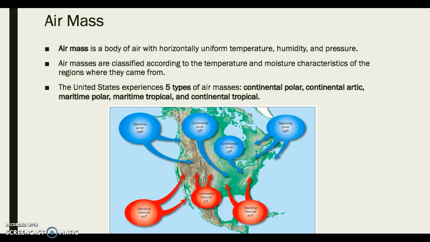Air mass. Air mass is a body of air with horizontally uniform temperature, humidity, and pressure. Air masses are classified according to the temperature and moisture characteristics of the regions where they came from. The United States experiences 5 types of air masses: continental polar, continental Arctic, maritime polar, maritime tropical, and continental tropical.